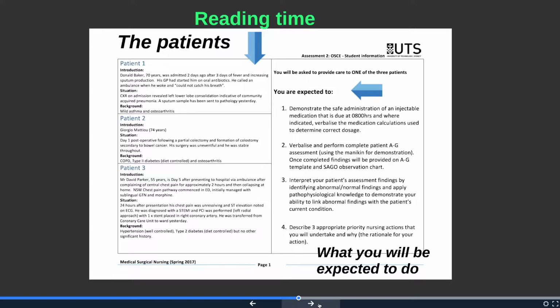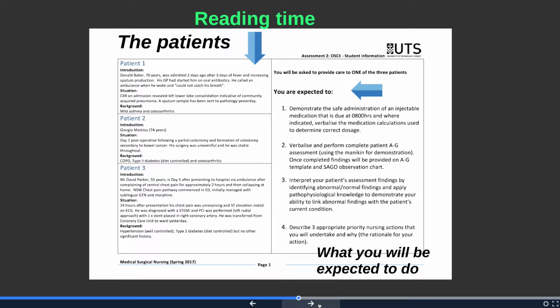If you look closely at each of the patients and read their situation, you will probably realise that they're quite similar to patients you've already cared for in the clinical laboratories. Patient 1, patient 2, patient 3 have similar presentations to patients that you've already undertaken scenarios to care for, this type of condition in your labs so far this session.